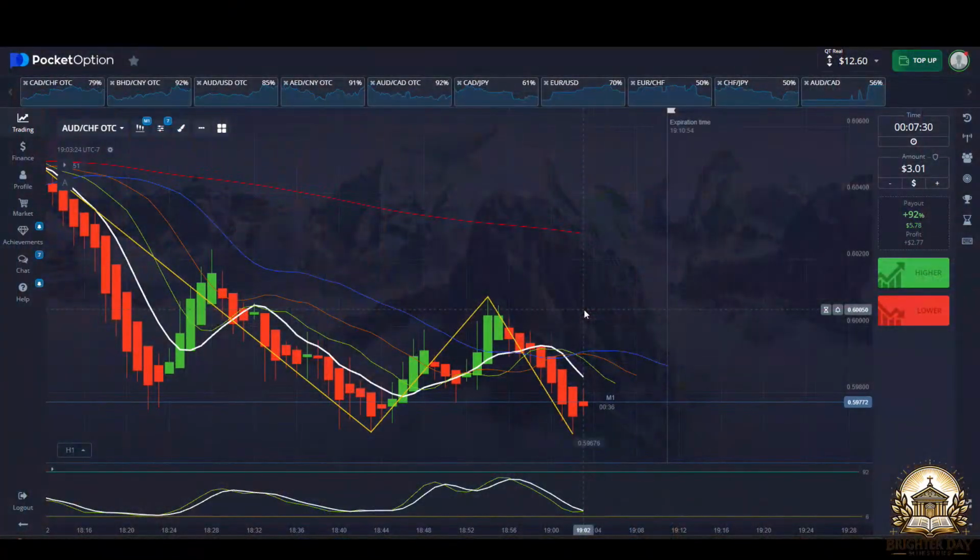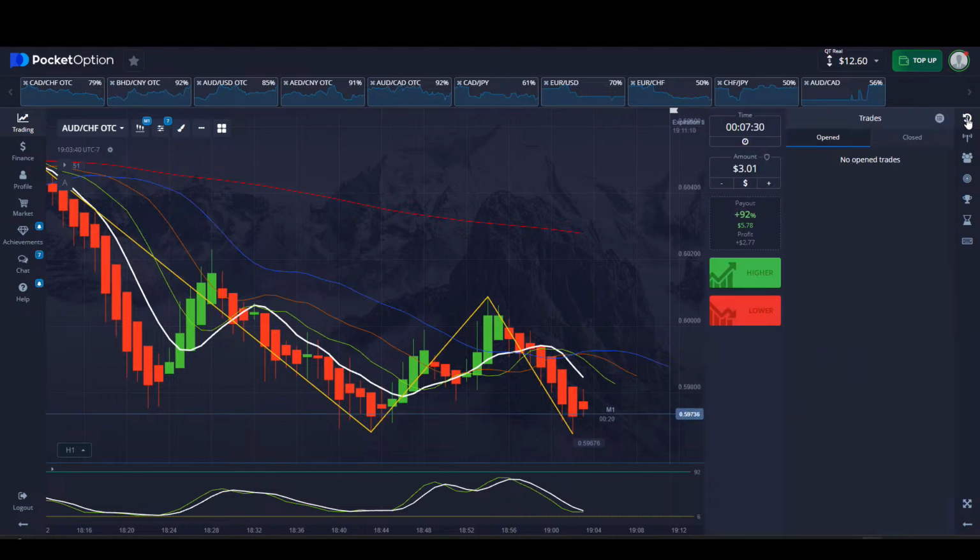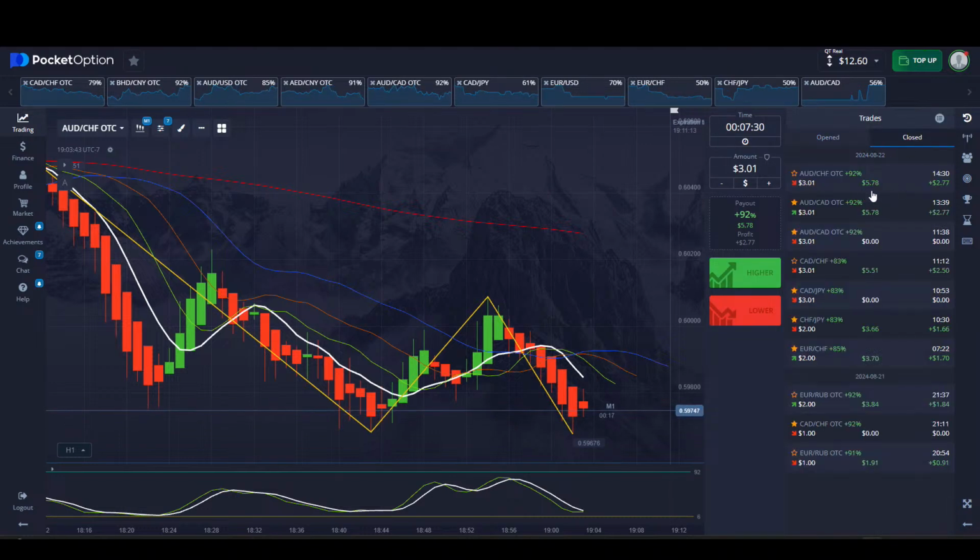But right now, I just wanted to show you guys that, and let's put that back up on screen. That last trade was $3.01 at the time, so we got $2.77 profit. So there you go. Again, $5.78 was put back into the account, but our profit on it was $2.77, and that was done at 2:30 p.m. this afternoon.